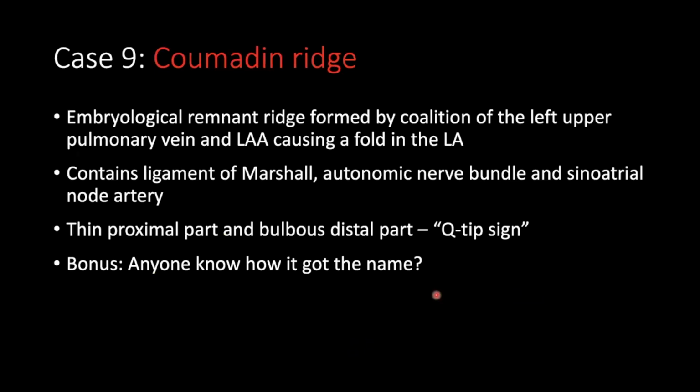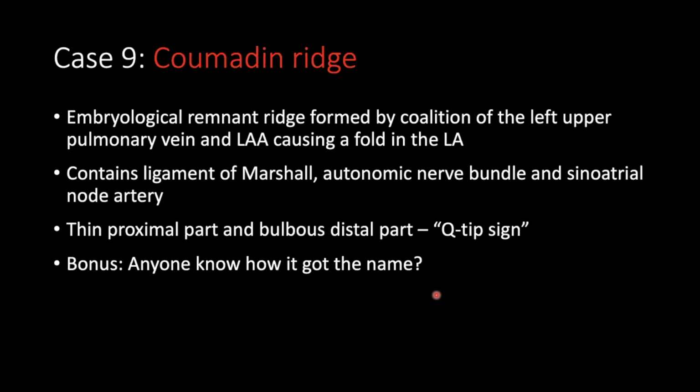So it's basically just an embryologic remnant formed by the ridge. It's a ridge that's formed between the left upper pulmonary vein and the left atrial appendage that causes a fold. And the reason why people call it the Q-tip sign in TEE is because the proximal part is thinner and then the distal part is more bulbous and looks like a Q-tip, essentially. So that's the Q-tip sign that has been used in literature.